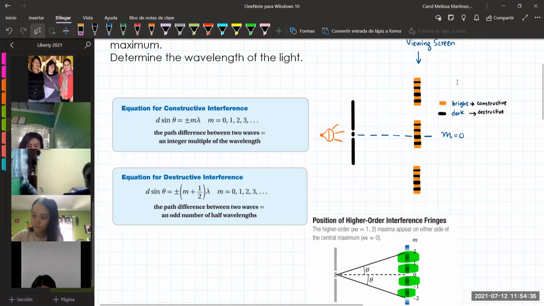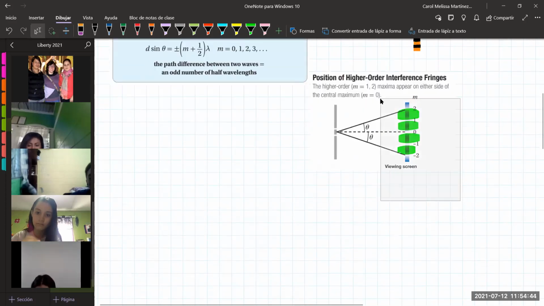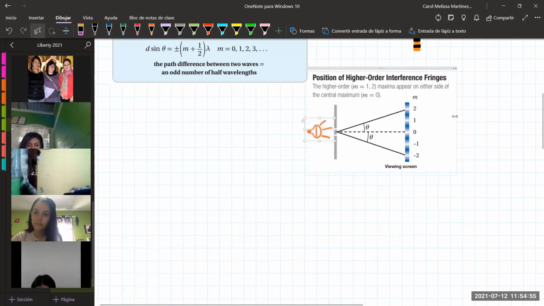Okay, so what is going to happen? This is a pattern that you must follow in this kind of exercises. So this is the same as I have here. The only thing that I didn't include is the light source, but just remember the light source comes from the other side of the slit panel.